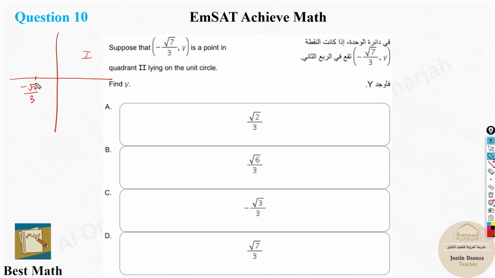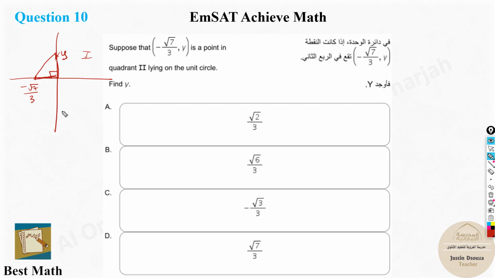So this is one point. And what about y? We don't know. We have to find y. Let me just assume y is somewhere over here. Okay, y. Now, since this is a unit circle, let me draw these two lines. Let me join this. Okay. So here, what is this? This is 90 degrees. So if you look carefully, this is going to be a Pythagoras theorem problem, isn't it?